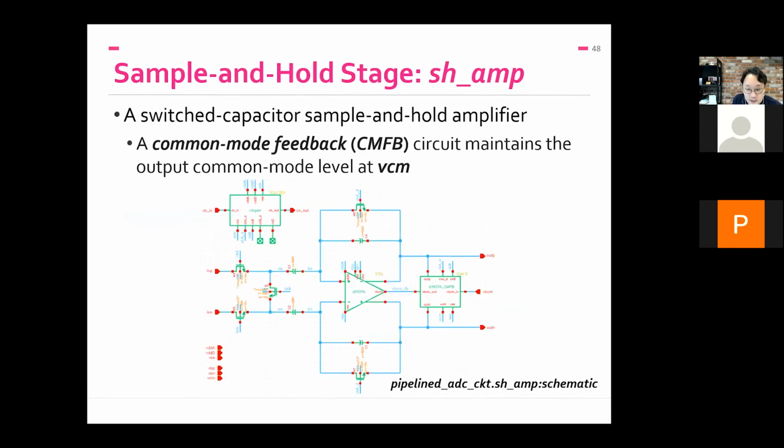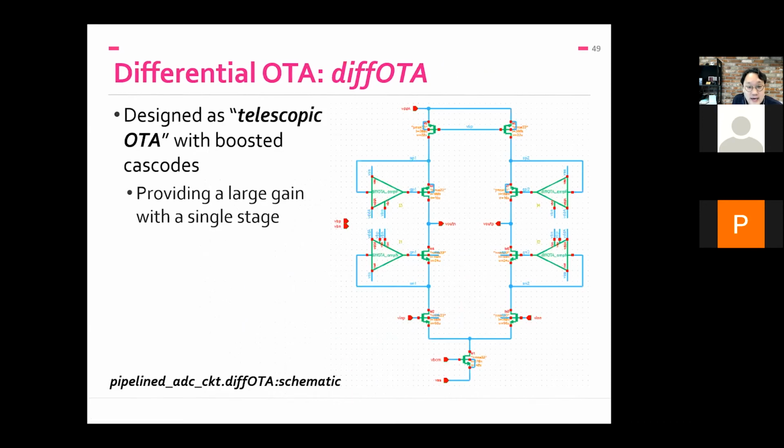Okay, the second circuit that we have in this pipeline ADC is a sample and hold stage, which performs sample and hold on the input signal. And it's basically a switch capacitor circuit. At the center of the circuit, we have a differential OTA with some common mode feedback circuit. And this differential OTA is a telescopic OTA with a boosted cascode, one of those circuits in the textbook. It uses a lot of cascodes to provide large gain in a single stage, but the bad side is it consumes a lot of voltage overhead. So that's why we are using a 3.3 volt supply in this design.